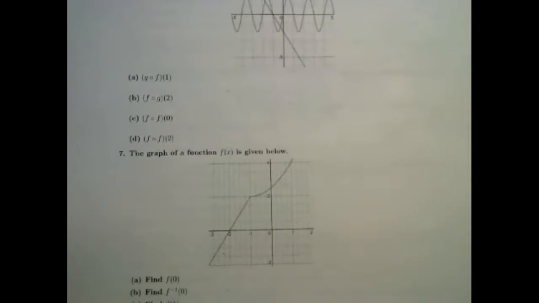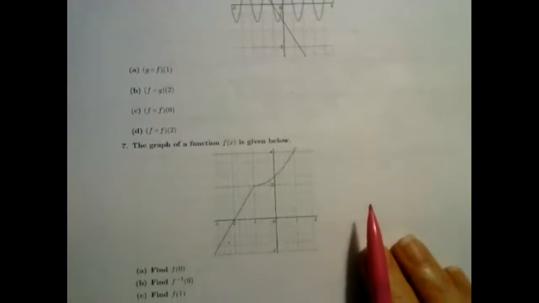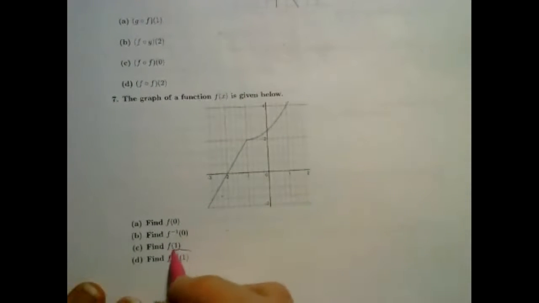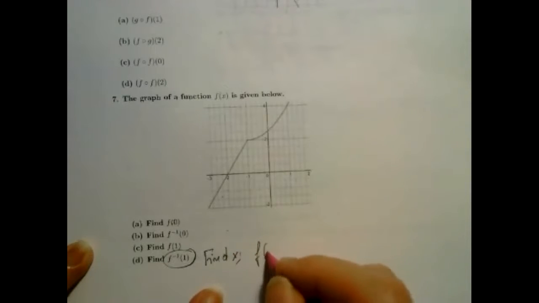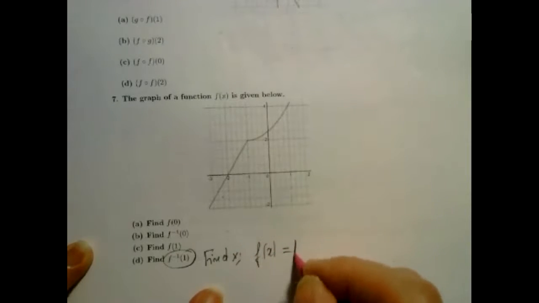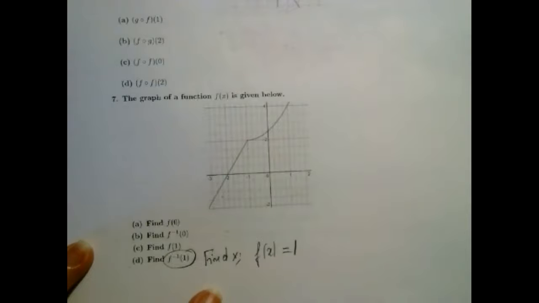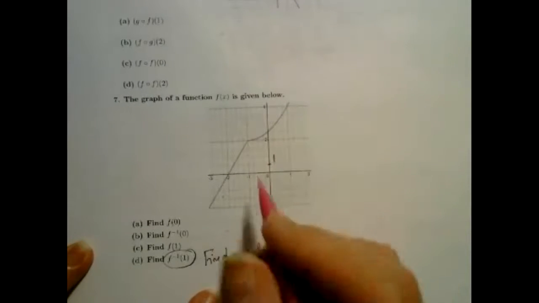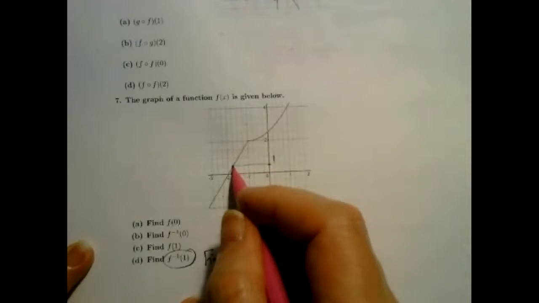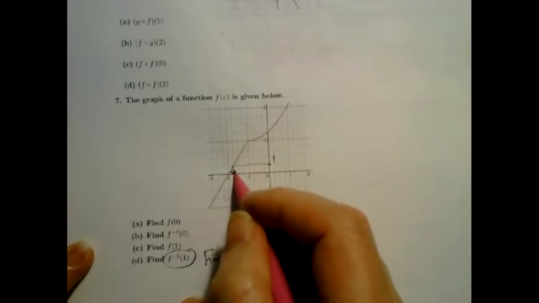7D. The graph of a function is given below. The question is, find f inverse of 1. Okay, it means we need to find the x such that f of x equals 1. So it's now the inverse. This is my 1 here. What's the x that gives me 1? I go back, I go down here.